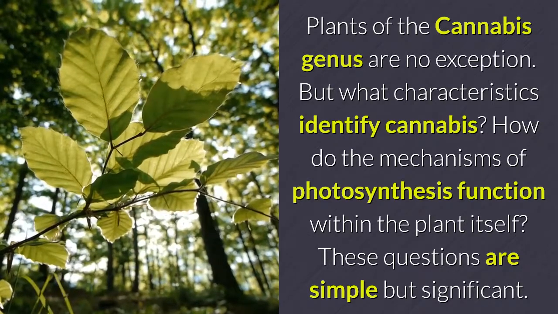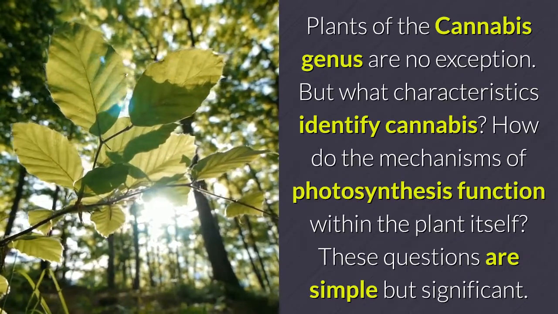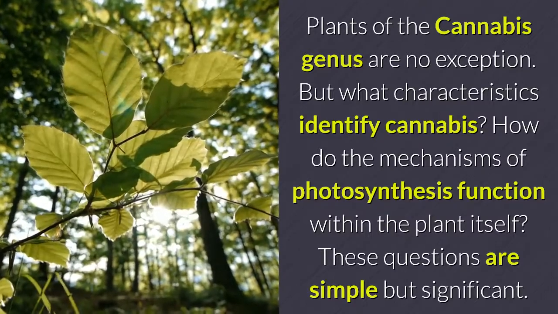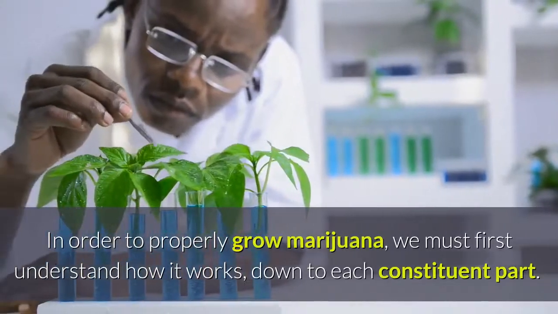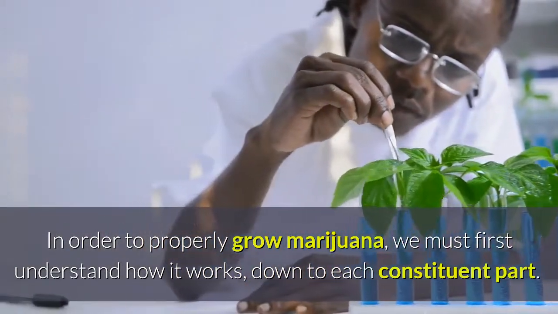But what characteristics identify cannabis? How do the mechanisms of photosynthesis function within the plant itself? These questions are simple but significant. In order to properly grow marijuana, we must first understand how it works, down to each constituent part.